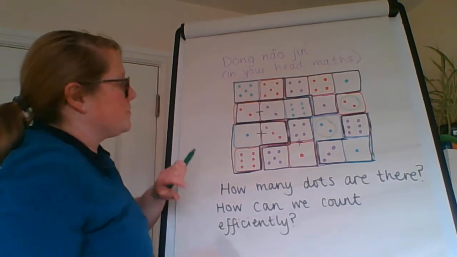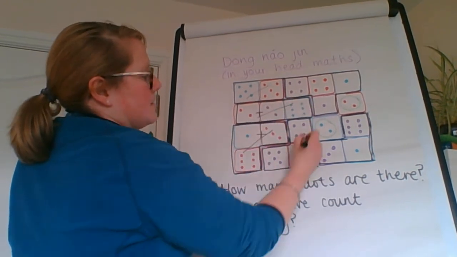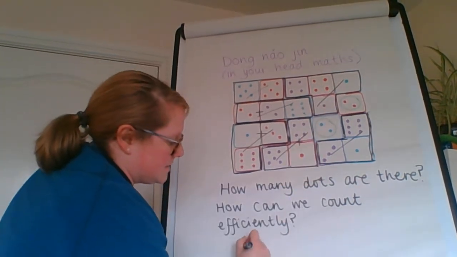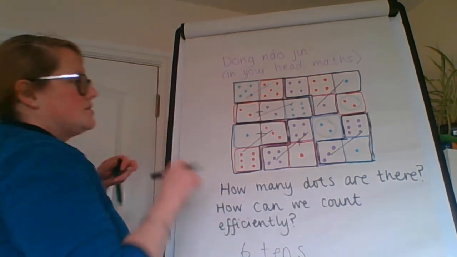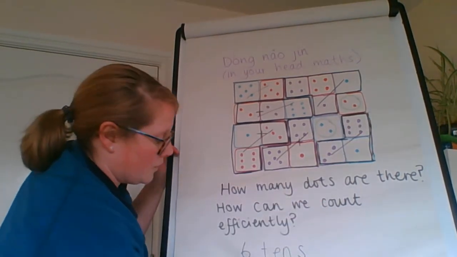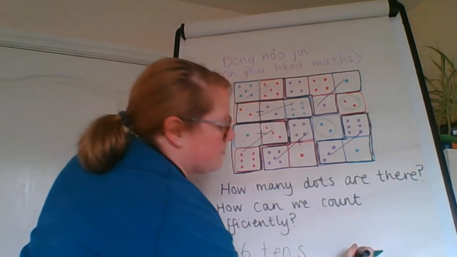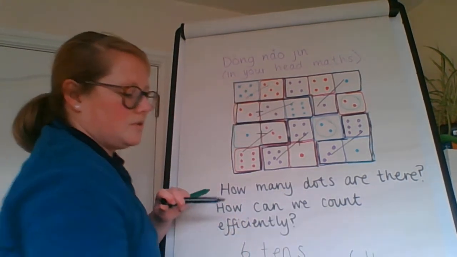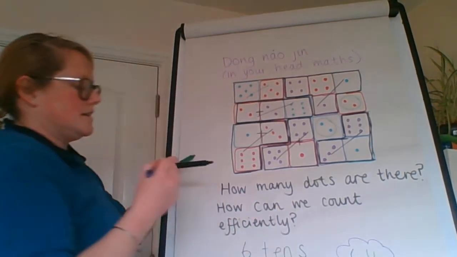So if I've got 1 lot of 10, 2 lots of 10, 3 lots of 10, 4 lots of 10, 5 lots of 10, 6 lots of 10. So if I say 6 tens, and I have 1, 2, 3, 4. So 2 add 2 is 4. 4 ones. That means I make the number with 6 tens and 4 ones. So my total for my in-my-head maths is 64.